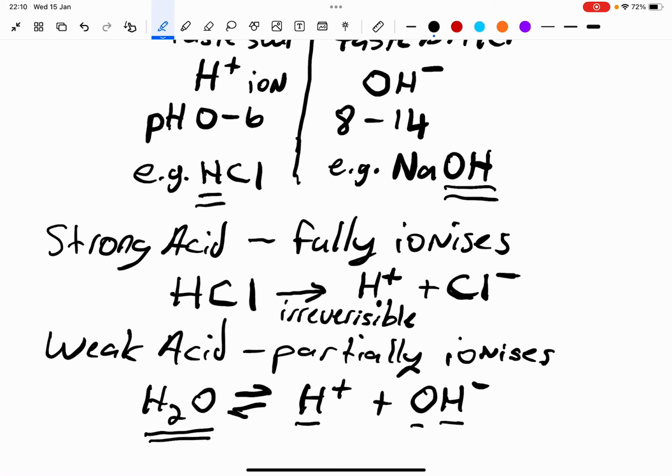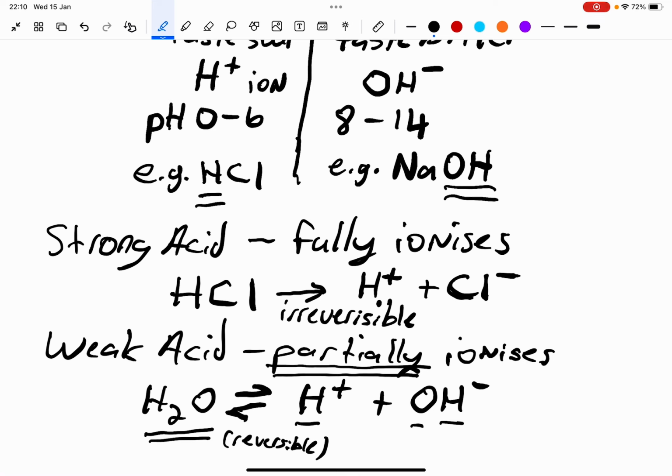But look at the arrow. It's a two-way reversible arrow. The reaction's reversible. And because it's reversible, we say it partially ionizes. And that lets us know it's a weak acid. In other words, it can go backwards and forwards as a weak acid.